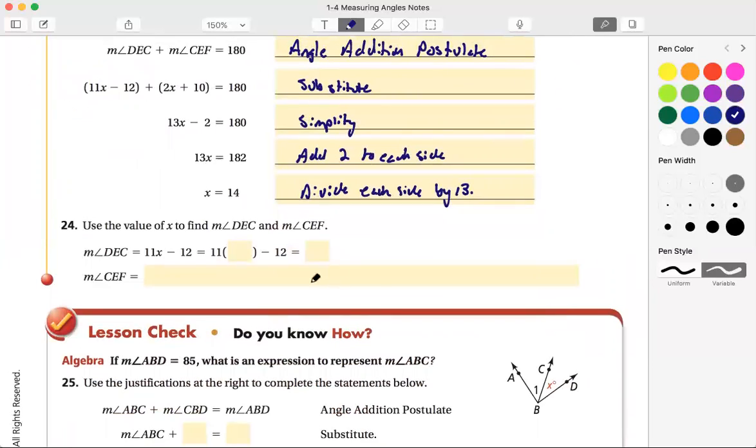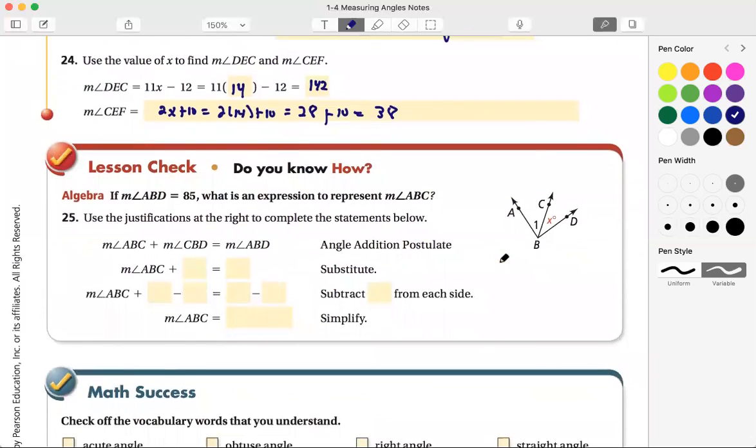Okay, 24. Use the value of x to find the measurement. So 11x minus 12 is equal to 11 times 14, what we just found, minus 12. So that's going to give me, I think, 154 minus 12, which is 142. So measure of angle CEF is equal to 2x plus 10, which equals 2 times 14 plus 10, which equals 28 plus 10, which equals 38.